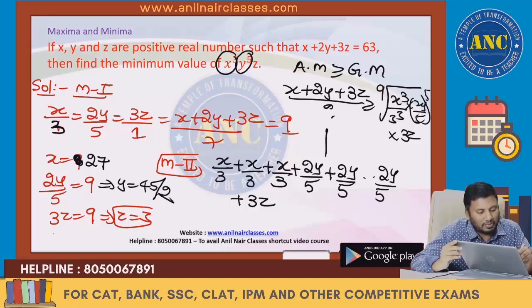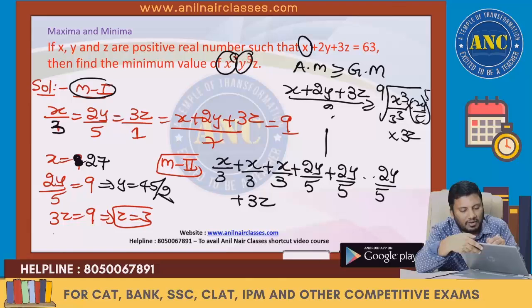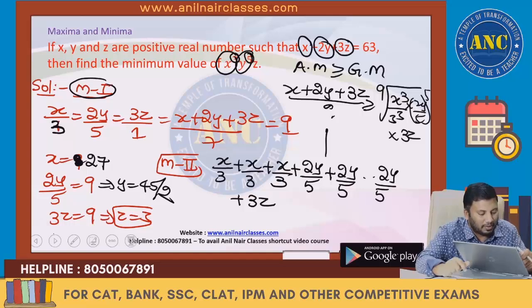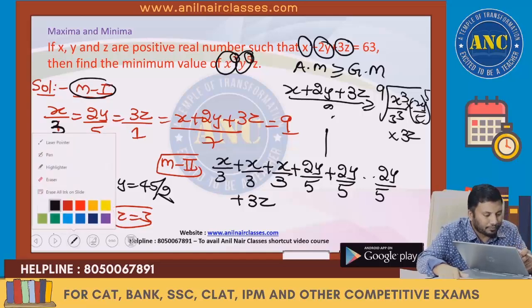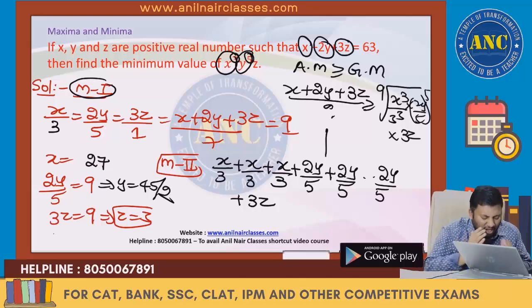This is the best method compared to method 2. How am I taking x by 3? This is x divided by the power, this is 2y divided by the power, this is 3z divided by the power. x by 3 equivalent to 2y by 5.